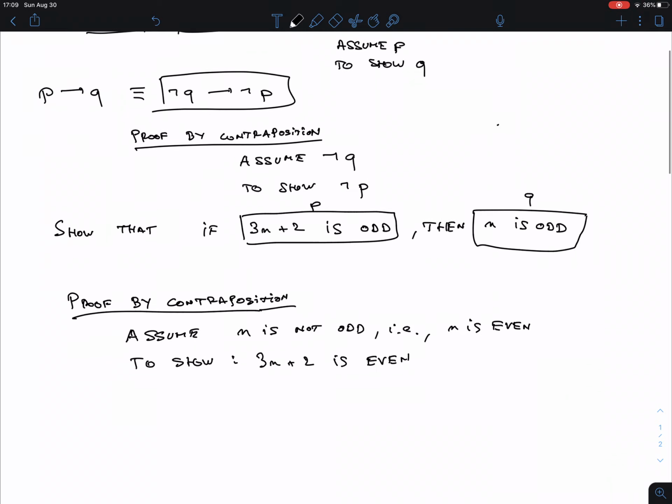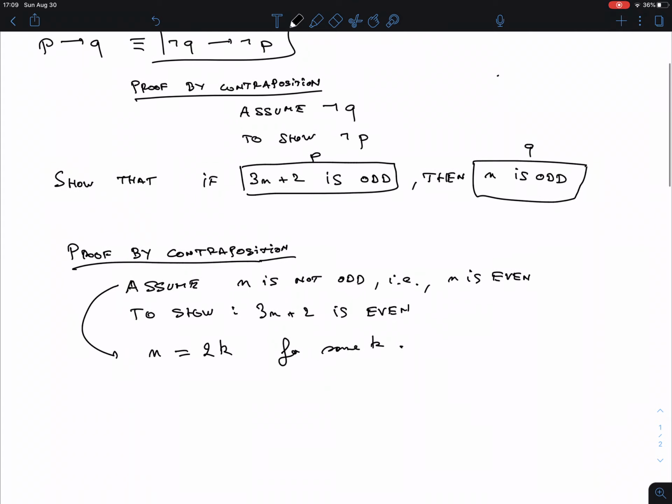Now, how can I use this? Well, n is even, we know that means that n can be written as twice a number, 2k for some k. If we don't write n in a way that we can do some calculations with, we are stuck. But we can do that here. We can write n as 2k.